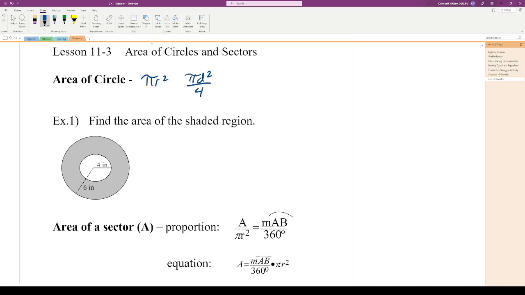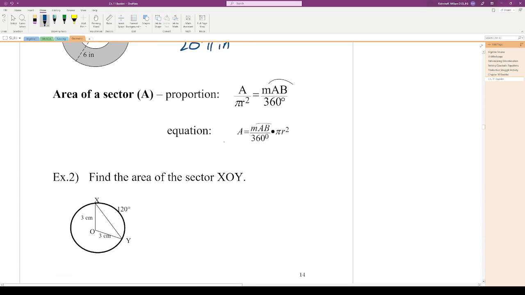To find an area of a shaded region like this, we saw in the last section, we can subtract. So we can do pi times 6 squared minus pi times 4 squared. So that's 36 pi minus 16 pi. We would get 20 pi square inches. Should be pretty basic stuff there.